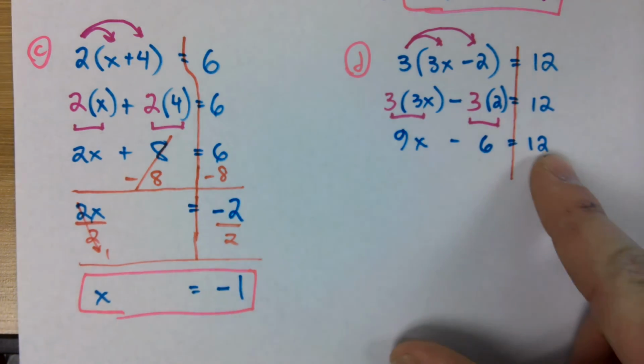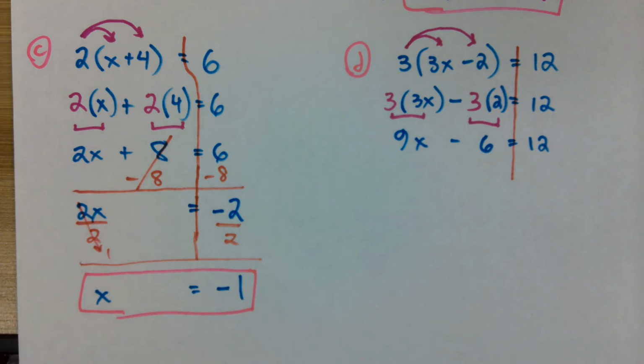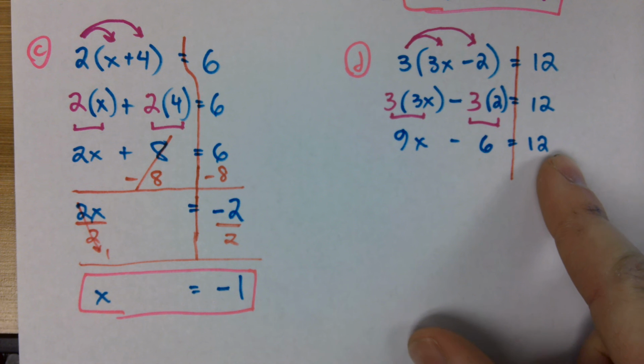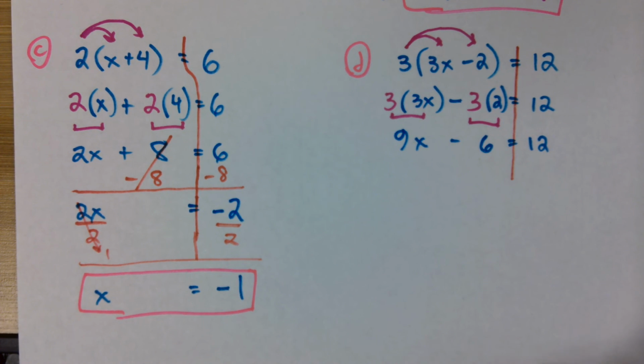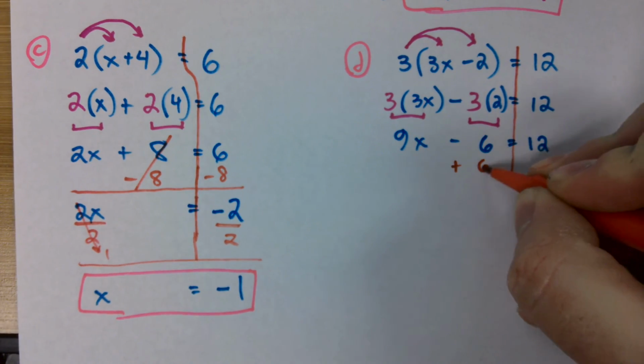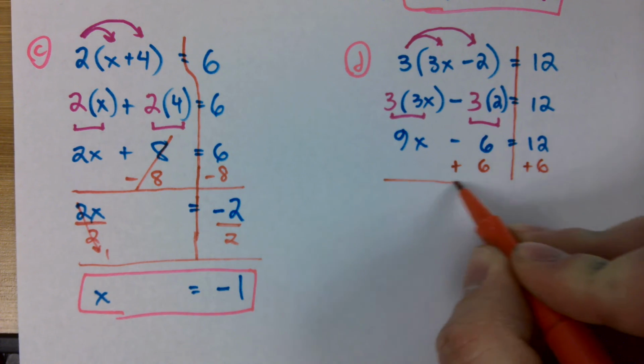So now we have 9x minus 6 equals 12. Now we can start our inverse operations, right? We have a variable and a constant on the left, just a constant on the right. So what are we going to do first? Are we going to divide by 9 first? No. We want to take care of the subtraction first, so let's add 6 to both sides.